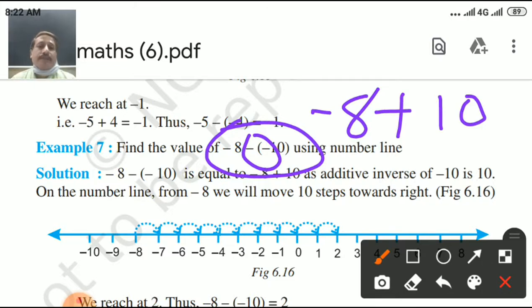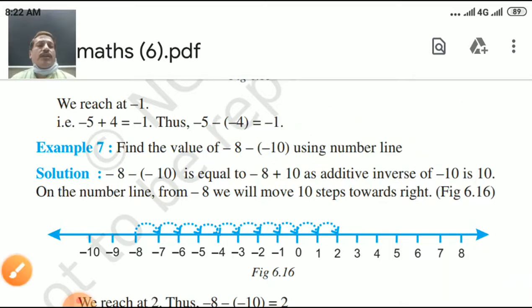Yes, good. Subtraction. Which is the bigger number? 10 or 8? 10. 10 has a plus sign. 10 minus 8? 2. The bigger number is 10, a positive number, so the answer is 2. Positive 2, and no need to write the plus sign. But if it's a negative number, we have to write the negative sign. Clear? And with the number line also, you can show this very easily. 10 steps to the right side, you will reach 2.